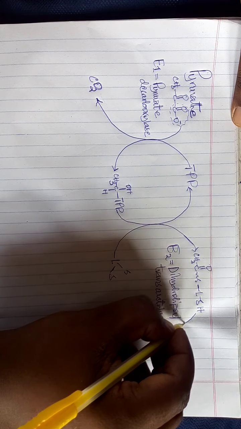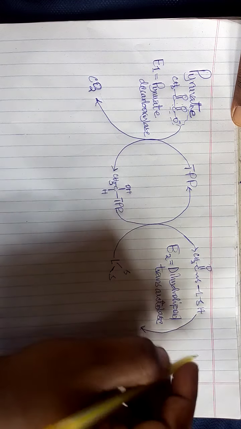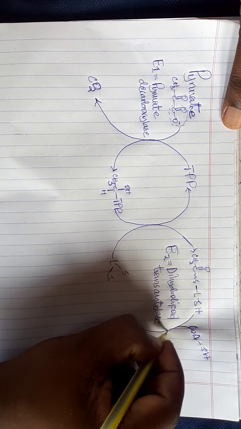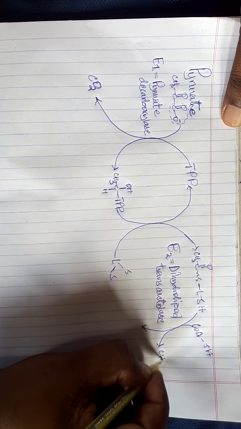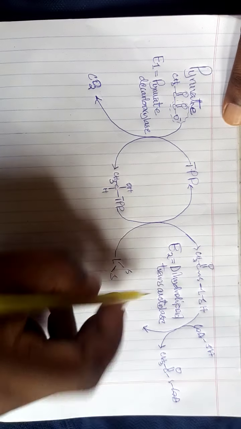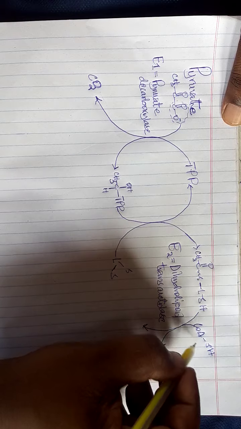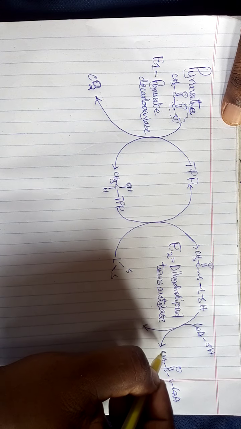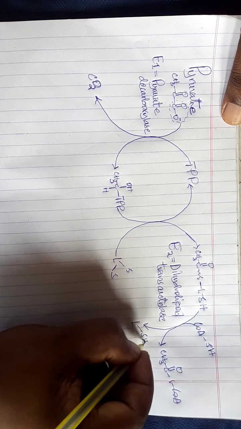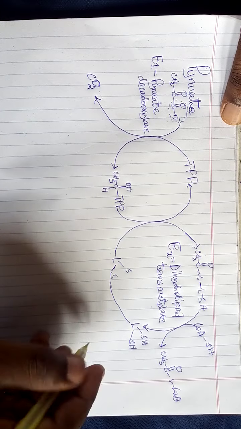Then after that, the CoA is going to be introduced to form acetyl-CoA under the enzyme dihydrolipoyl transacetylase. After introduction of CoA to form acetyl-CoA, we are going to form the reduced form of lipoic acid.